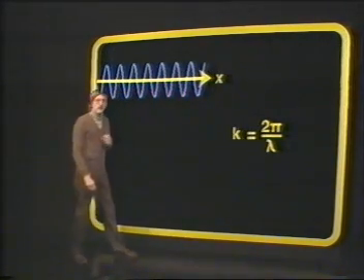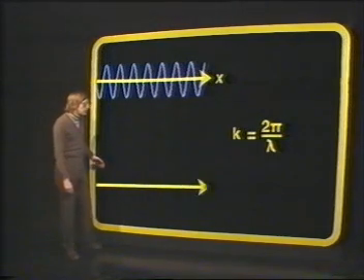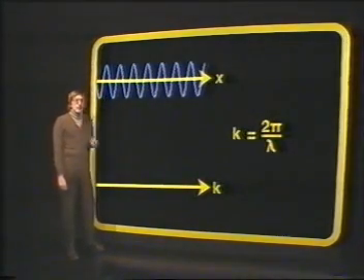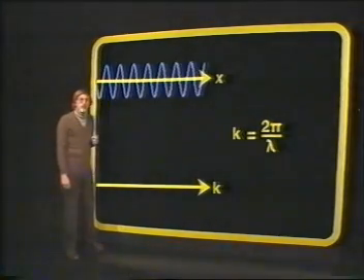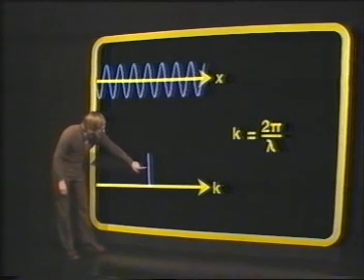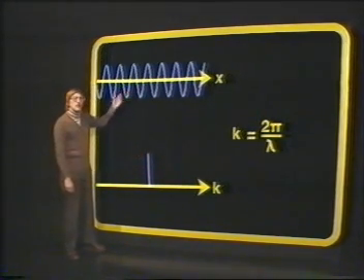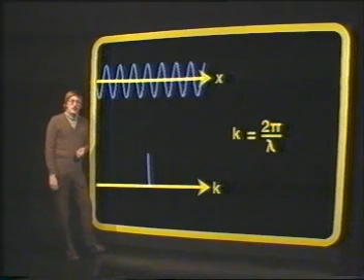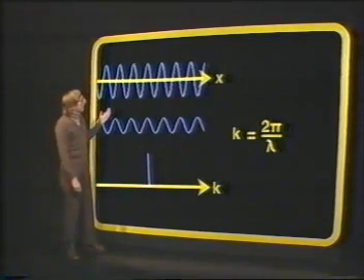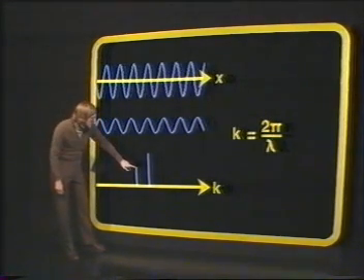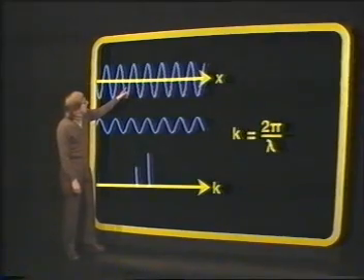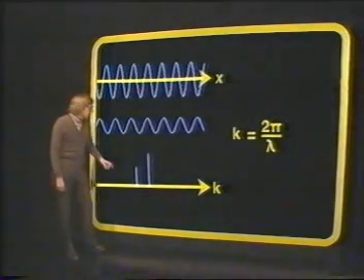But let's go back to the snapshot and draw below an axis on which we can mark wave number k. The wave number of that wave, 2 pi over lambda, is marked here. The height of this line is equal to the amplitude of the wave. Now let's consider another wave. This one has a different wavelength, so it has a different wave number. And the amplitudes of the two waves are different, so they have different heights here.